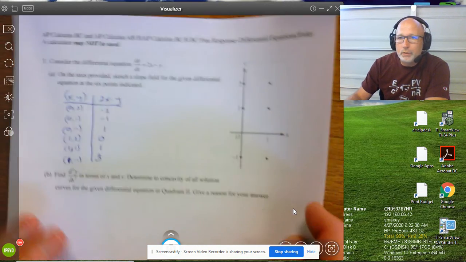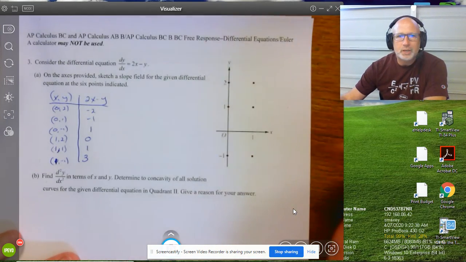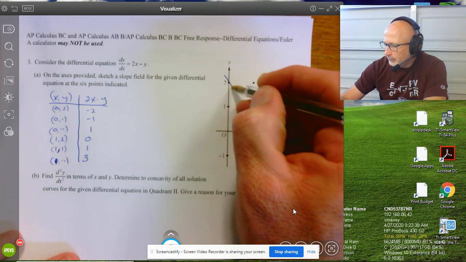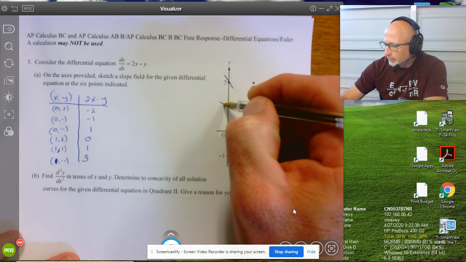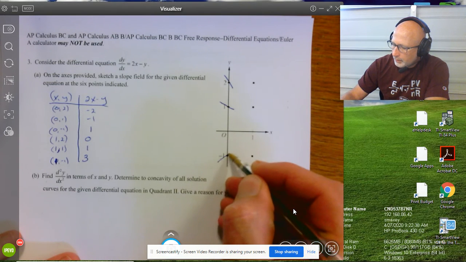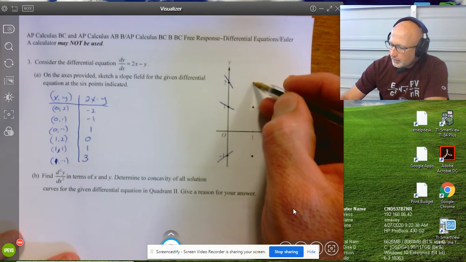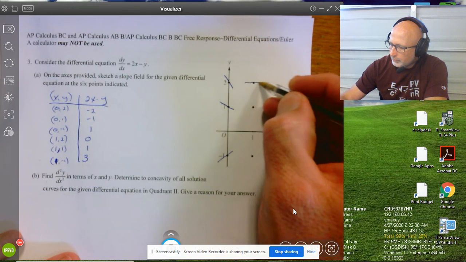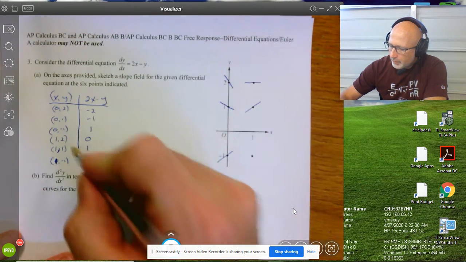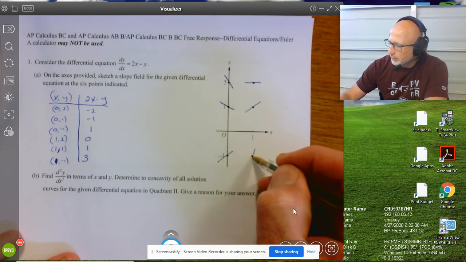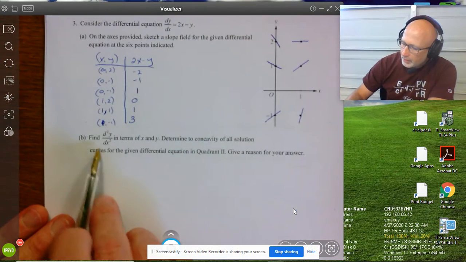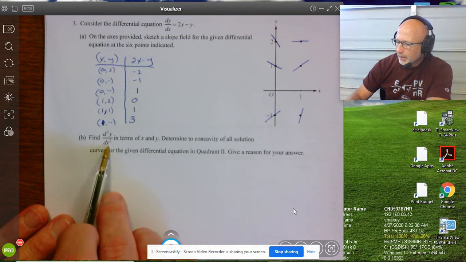So all we need to do is go to these individual points and sketch in approximately what those slopes would be. So negative 2 might look something like this. Negative 1 would probably look something like this. At 1, it's going to look like this. At (1, 2), it's 0, so flat across. And then this would be positive 1 right here, right? And then 3, you just have to make sure it looks steep. Okay, and that's it.